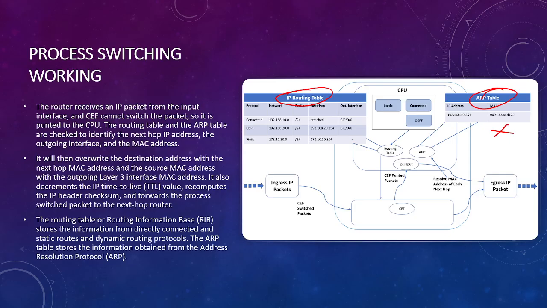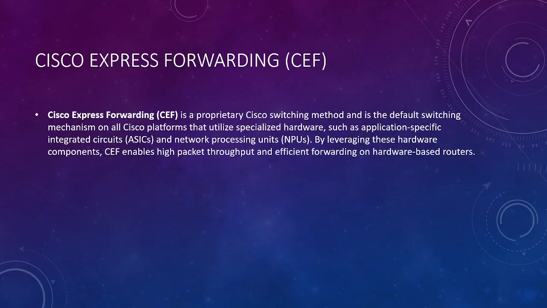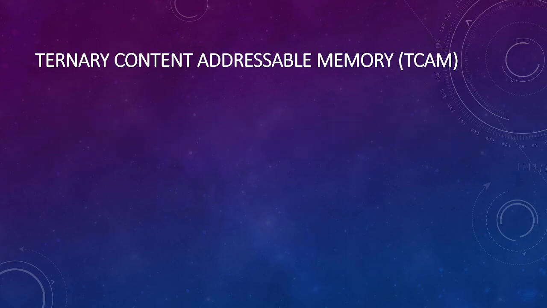Now we have discussed how process switching works. Let's see Cisco Express Forwarding. Cisco Express Forwarding is a proprietary Cisco switching method and is the default switching mechanism on all Cisco platforms that utilize specialized hardware such as application-specific ASICs and network processing units. By leveraging these hardware components, CEF enables high throughput and efficient forwarding on hardware-based routers. Then we need to know about the TCAM.